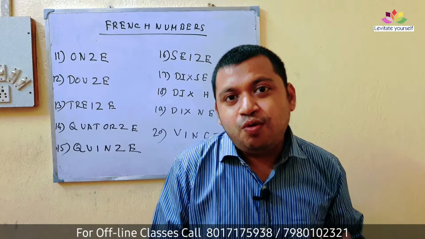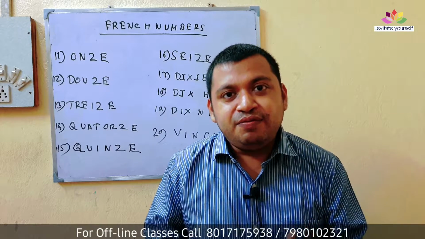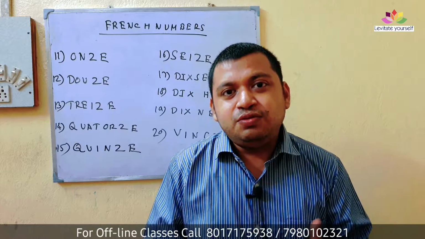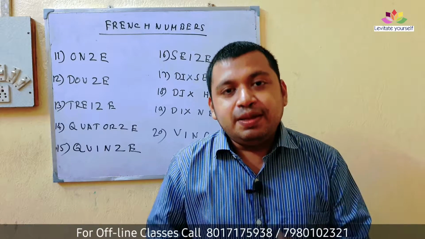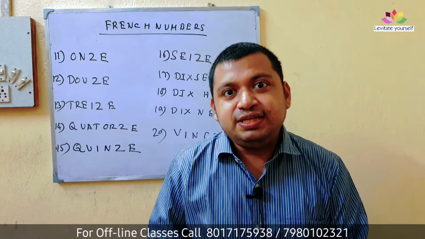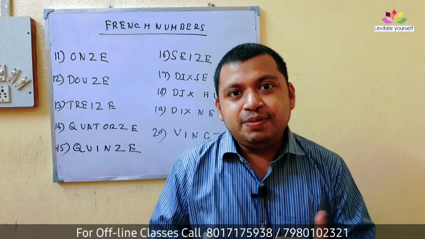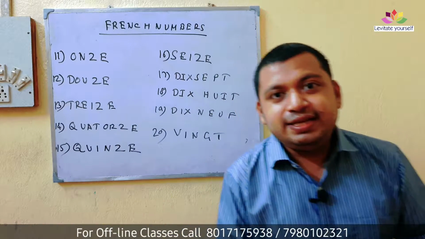Number 14 is quatorze. Number 15 is quinze. Number 15 is quinze. Number 16 is seize. Number 16 is seize. Number 17 is dix-sept. Number 17 is dix-sept.